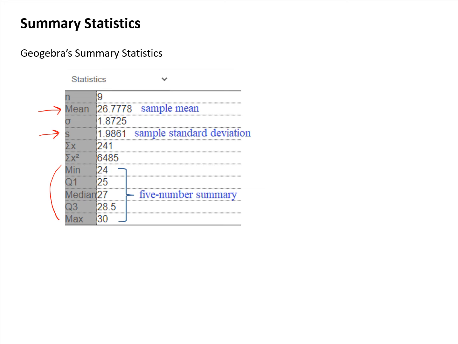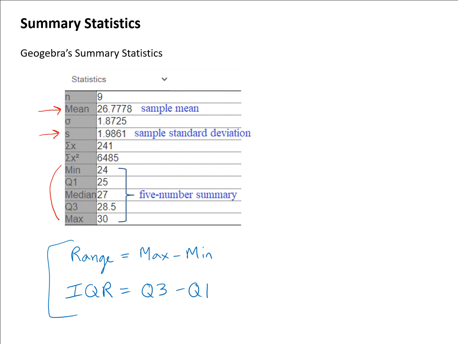There are a couple of things that we've talked about in this chapter that don't come up here, but you could easily get really quickly. Notice it doesn't give you the range, but the range can be calculated by just subtracting the min from the max. The other thing it doesn't give you is the interquartile range, but that can be easily calculated by doing Q3 minus Q1. So GeoGebra gives you the basic things that take a little longer to calculate: the mean, the standard deviation, and the 5-number summary. And you can get these other two, which are pretty commonly used, very quickly with a couple of subtractions from the information that is given.